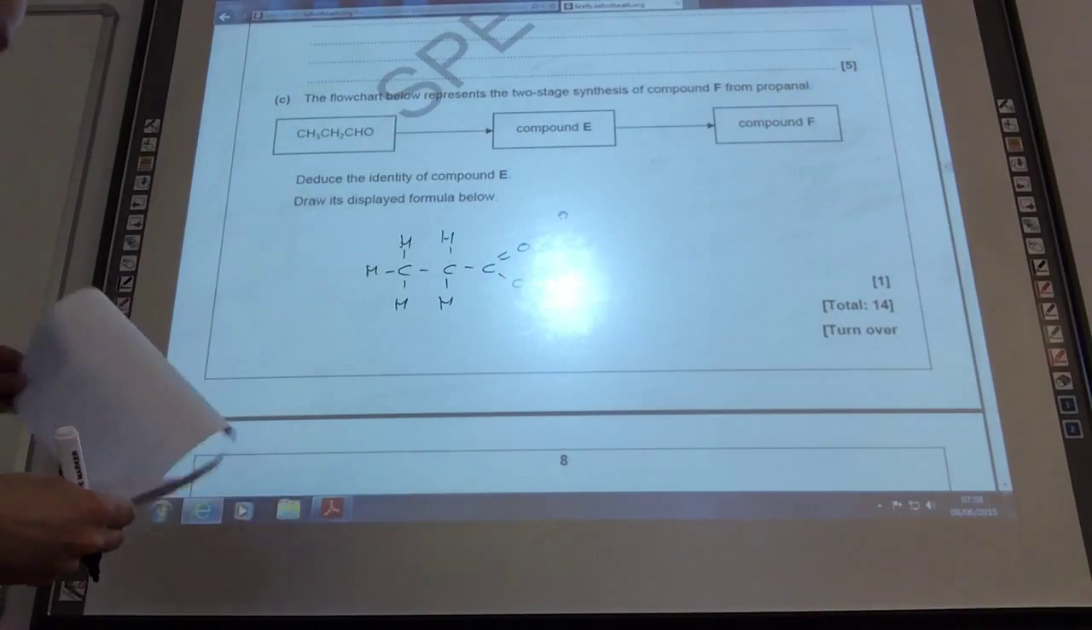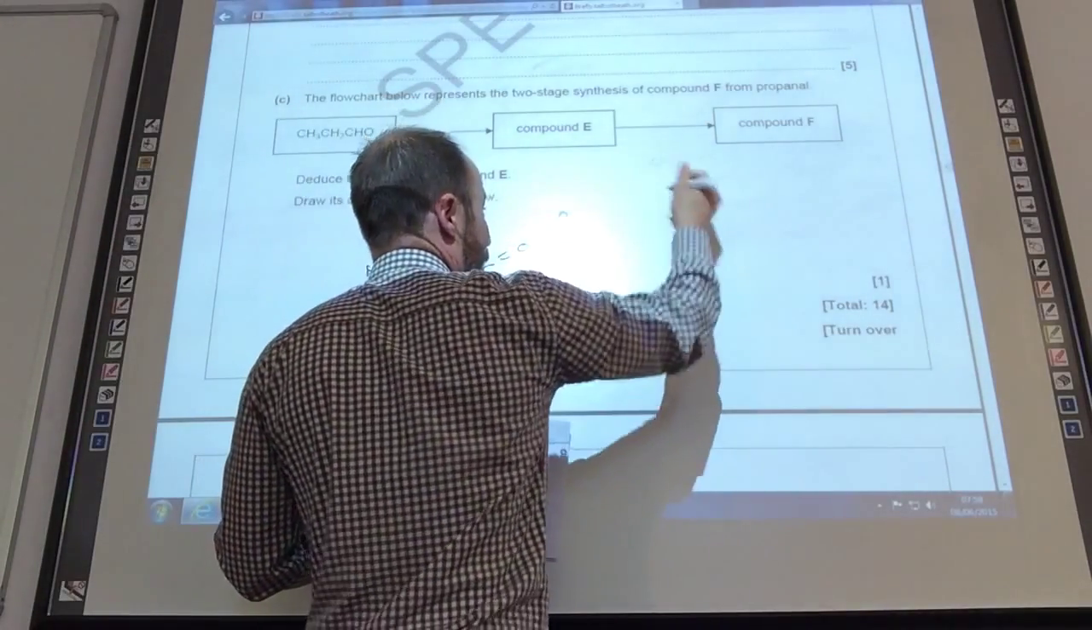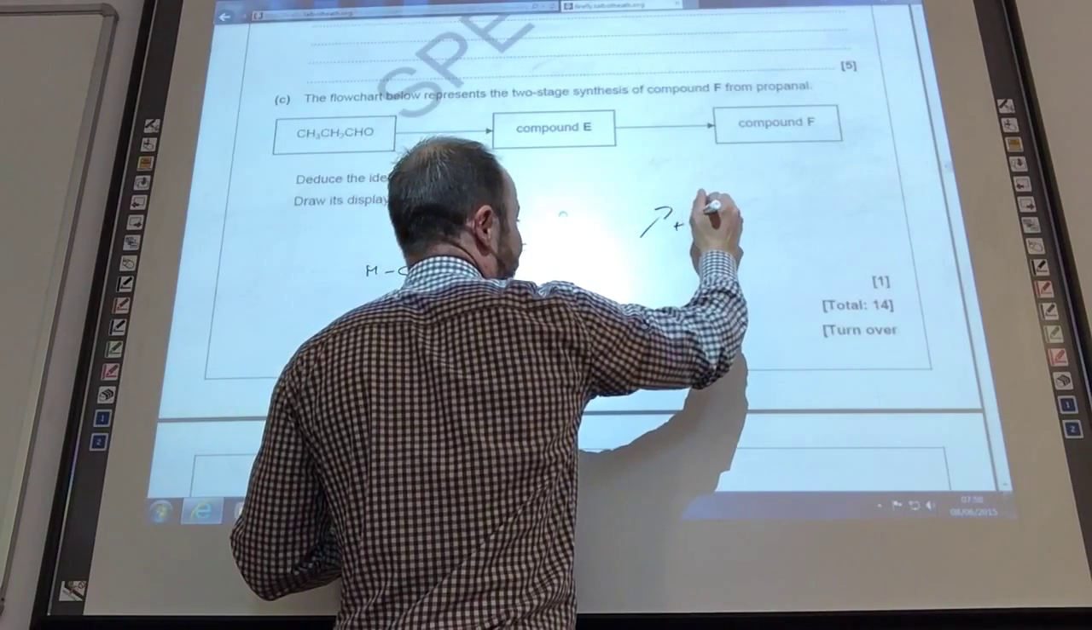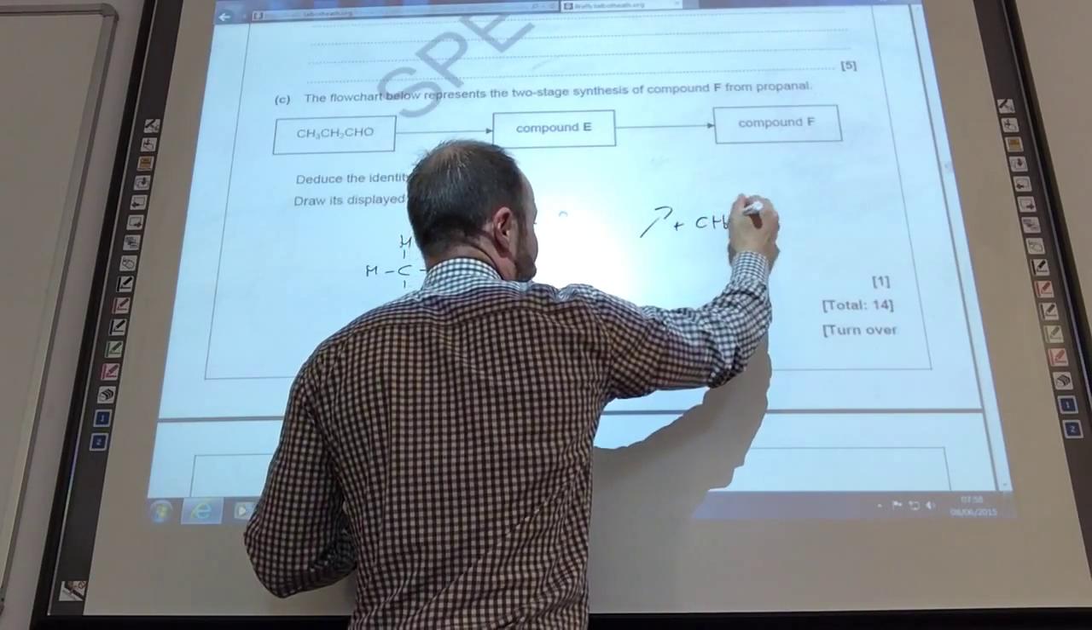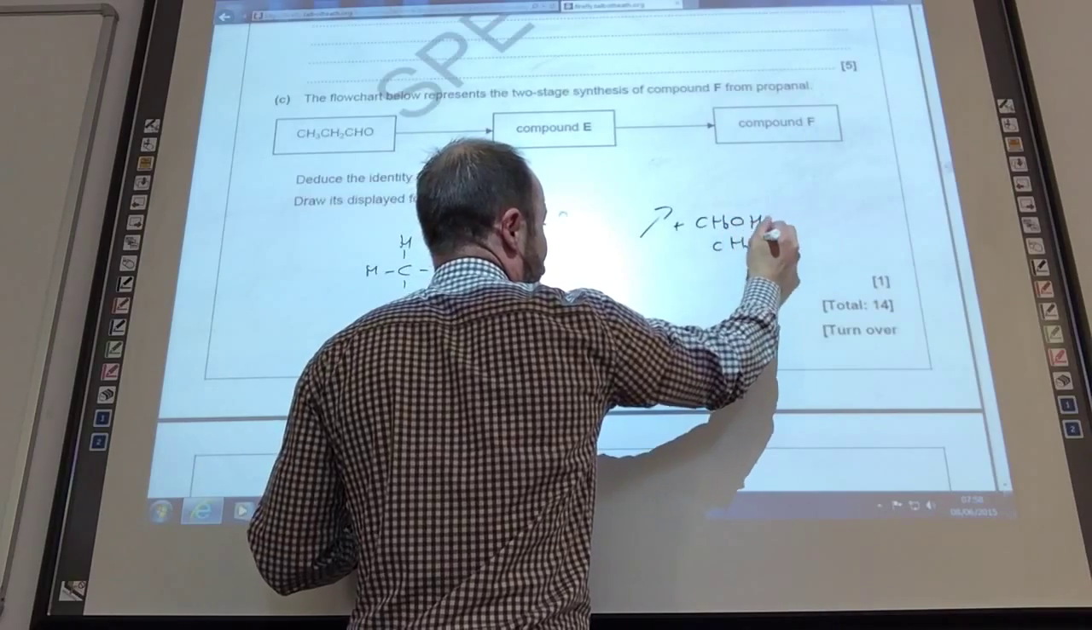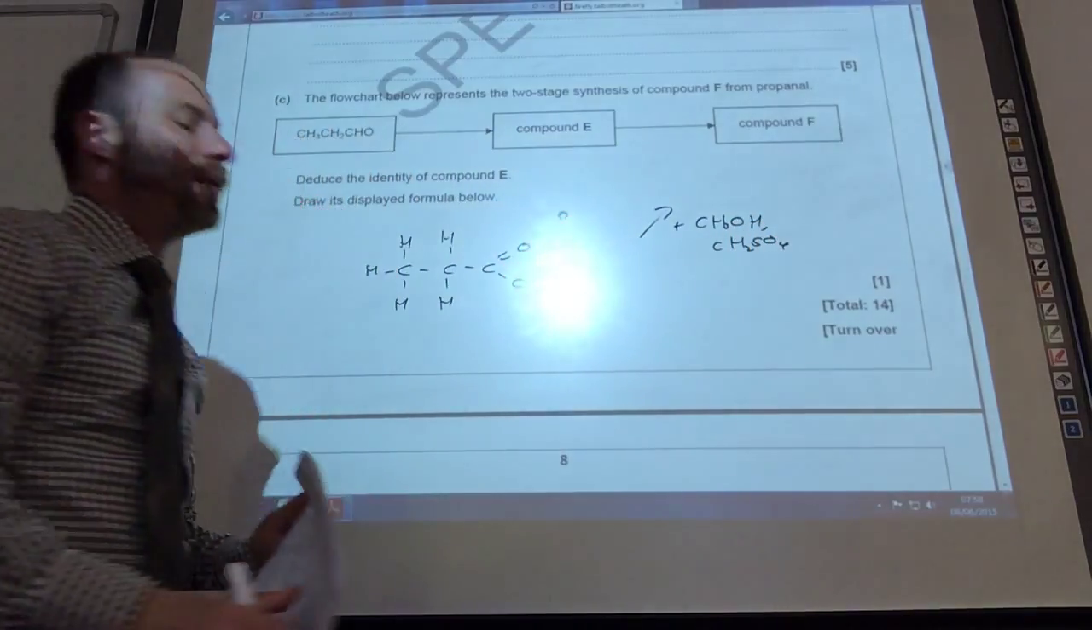I'll just check, does it know? So to make compound F, not that you need this, you'd obviously be adding methanol in concentrated sulfuric acid to that to give you the ester.